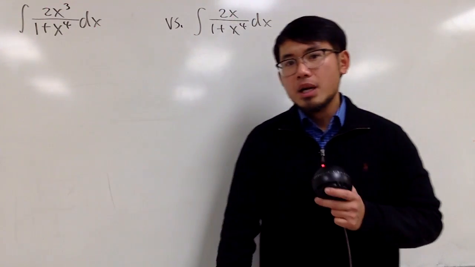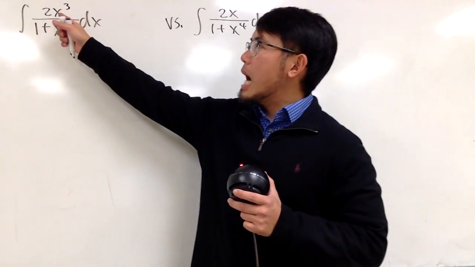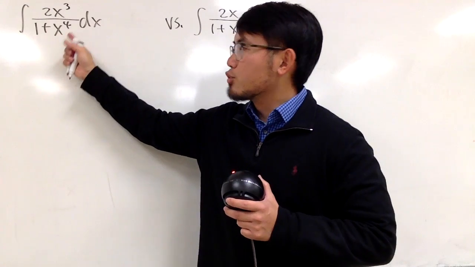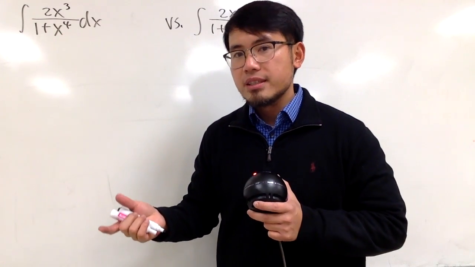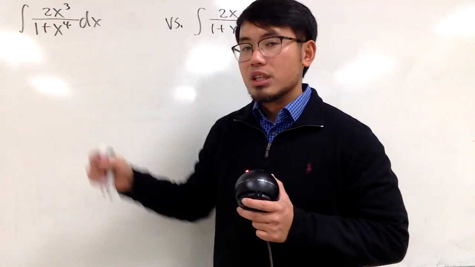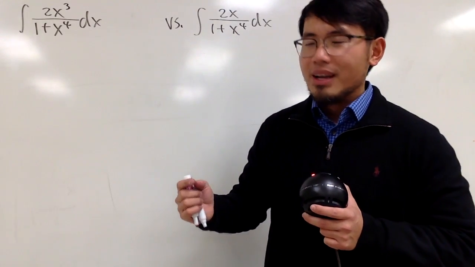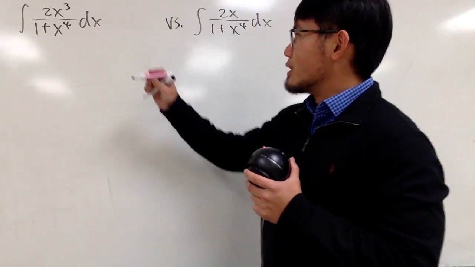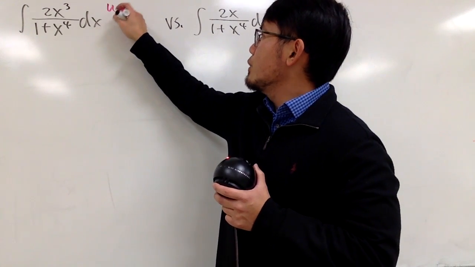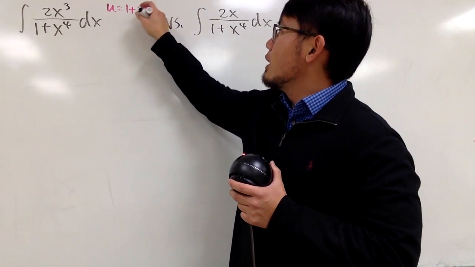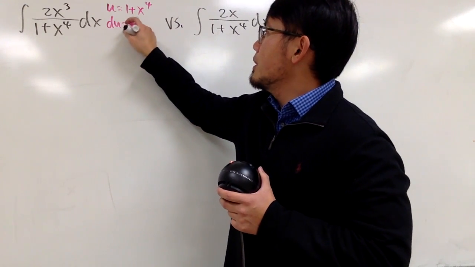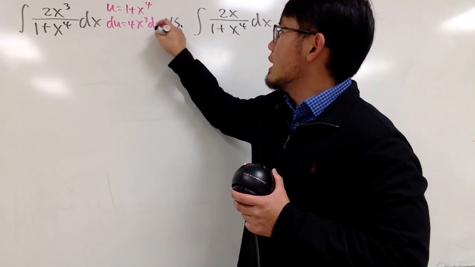That one's easier because I notice on the top I have 2x to the third power. On the bottom, 1 plus x to the fourth power. If I differentiate the bottom, this is going to give me 4x to the third power. And the x to the third power can be cancelled out. So I'll proceed by taking u sub and let u equal to 1 plus x to the fourth power, and then differentiate both sides. Du will be 4x to the third power dx.